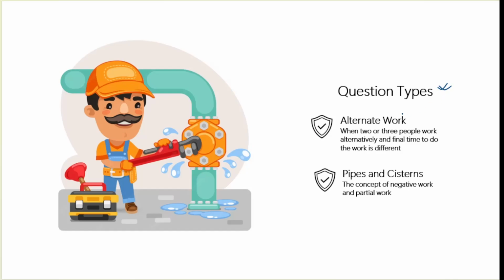Now we are going to do some question types of alternate work in pipes and cisterns, where we need to keep in mind that we need to be careful about finding the final answer. So this is about the final answer. Right? Now let us move to the question without wasting any time.